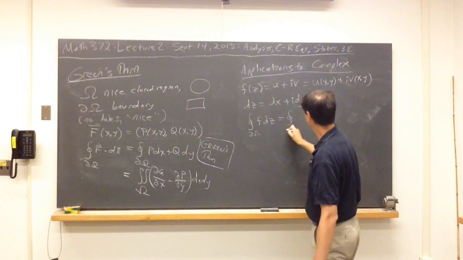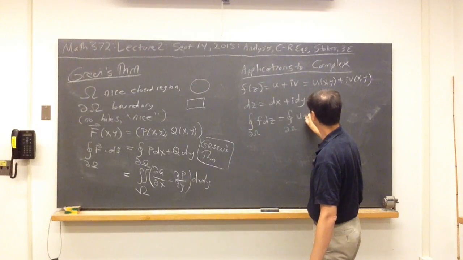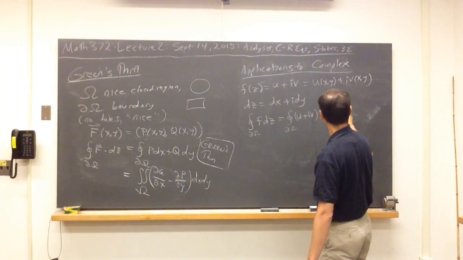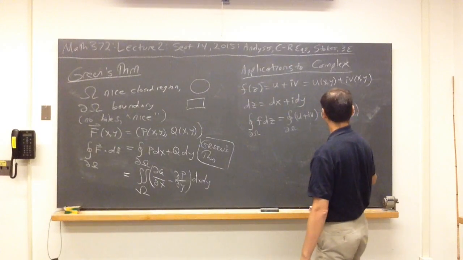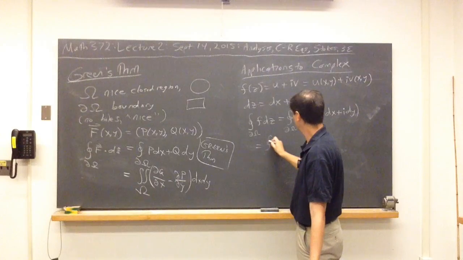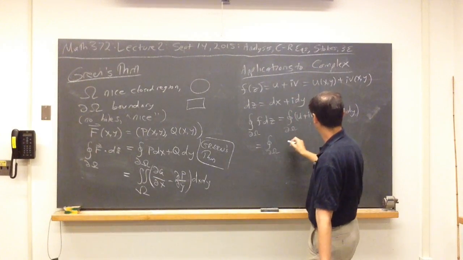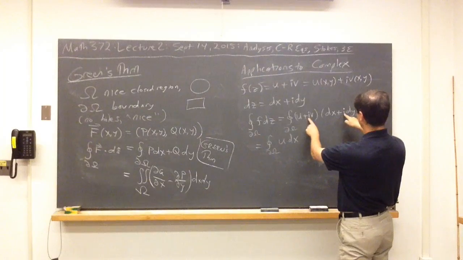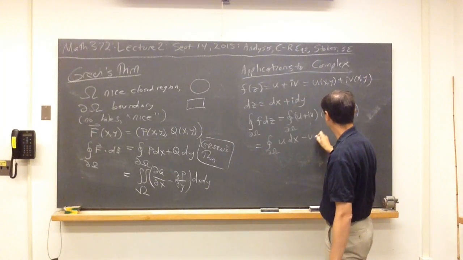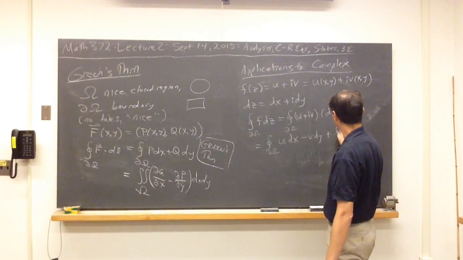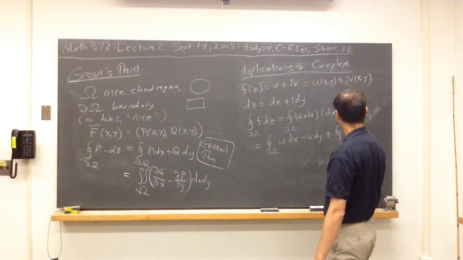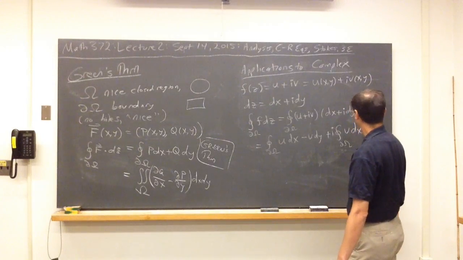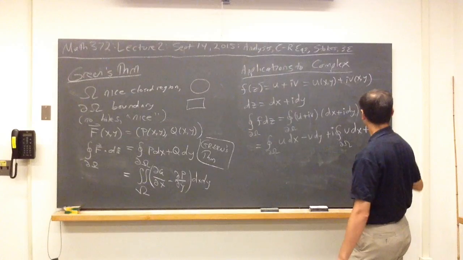All right, so we're integrating over the boundary of omega of u + iv, and then dz becomes dx + i dy. So now I get the integral over the boundary of omega of u dx, and then an i times an i is a minus, so minus v dy, plus an integral over the boundary of omega. And I can pull out the i, and I'll have v dx + u dy.